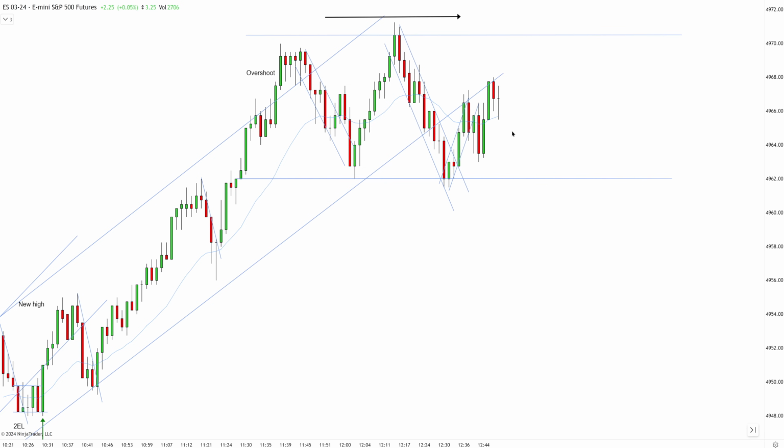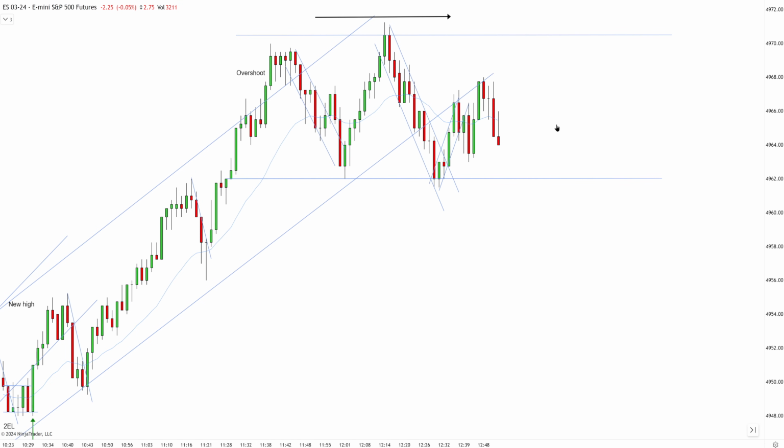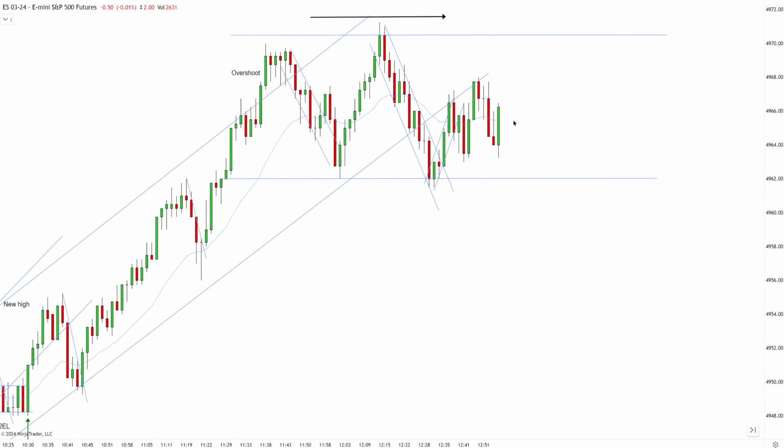It can correct longer, so I cannot go long here. It didn't form great. The downtrend is still in play, not a great entry. There was no good bar. Anyway, now we have a new high, first entry long, second entry long.